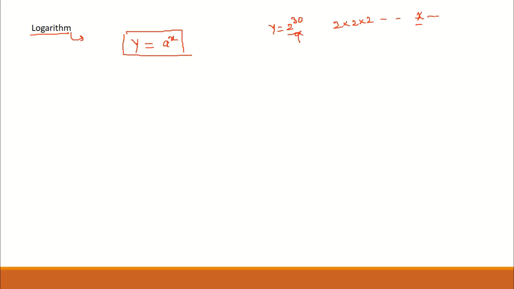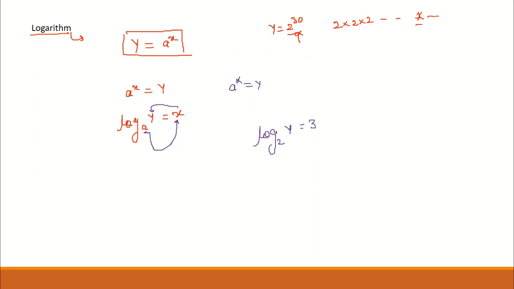It will say that if a to the power x is equal to y, then we can say that log a y is equal to x. Try to understand, students, what I am doing here. A, the base, to the power x is equal to y. It means a to the power x is equal to y. It means I can say that log 2 y is equal to 3.